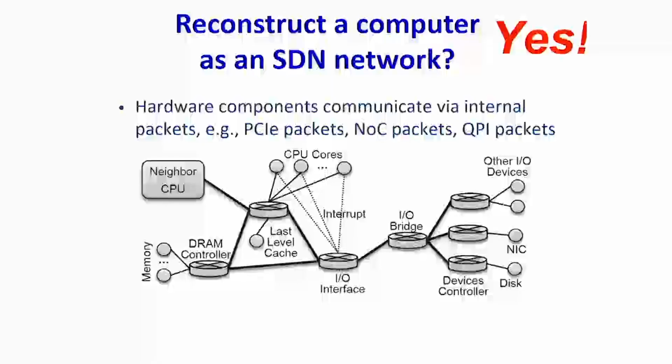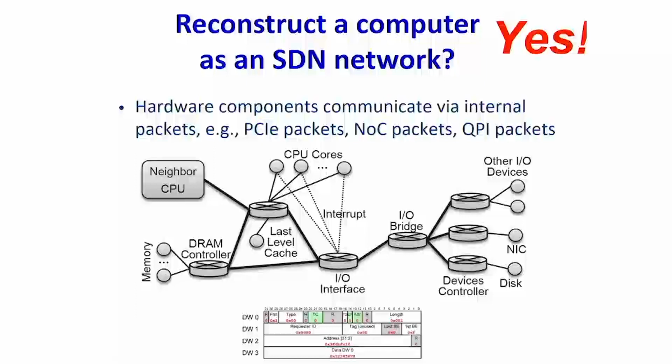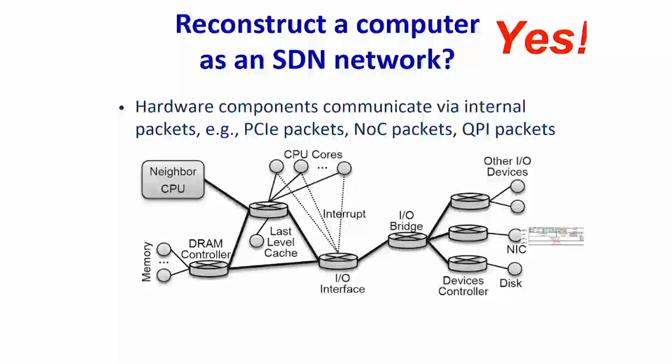Then I compared this networking with our computer architecture, and I found, whoa, probably we can reconstruct a computer to be an SDN network. Because today's computer can be viewed as a network. The hardware components communicate with each other through packets, like PCIe packets. This is a typical PCIe packet, and there are also network-on-chip packets and QPI packets. If we do DMA, the packet goes through the system data path, and for example there is network-on-chip communication traffic. So we can reconstruct a computer to be an SDN network.